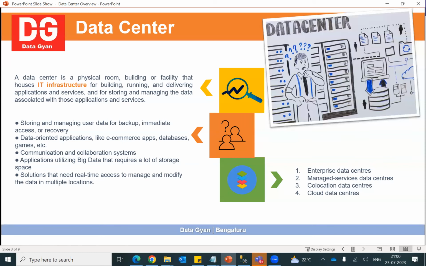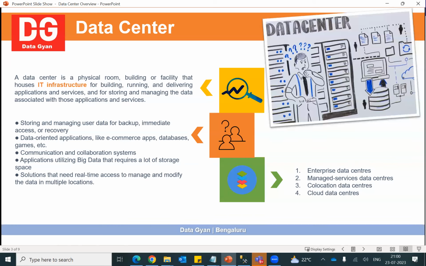And colocation is where the company owns a data center and has its own infrastructure, which they use for themselves, and also they provide the service to other companies, whoever needs that service. So that is the third category.